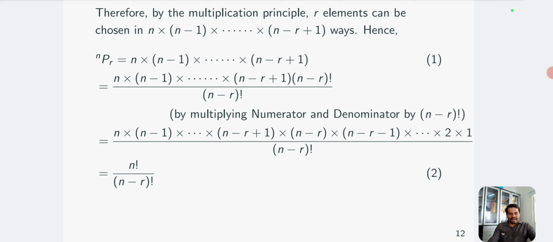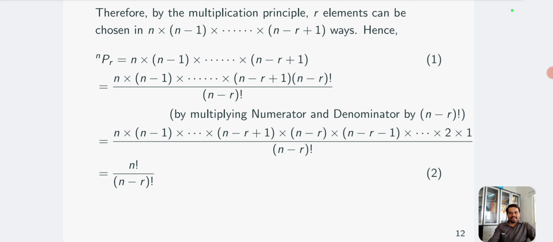So if you observe, we are selecting the first element, second element, third element and so on up to the rth element, and by using the product rule you can write the permutation of r elements taken out from n elements equals n factorial upon n minus r factorial. So this is the proof of the required result.